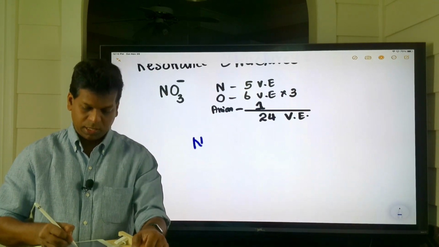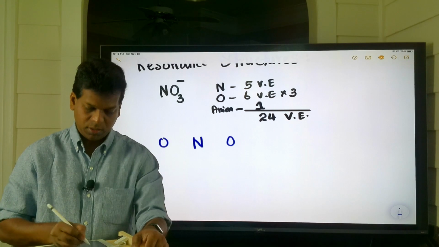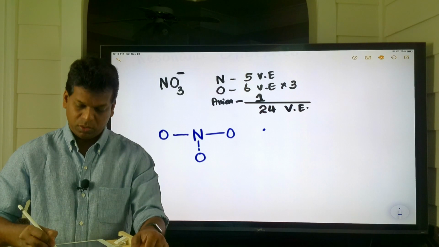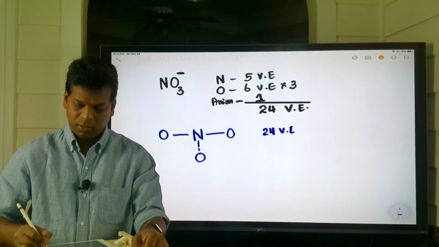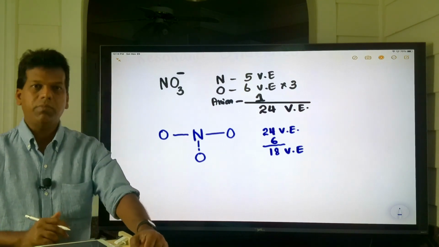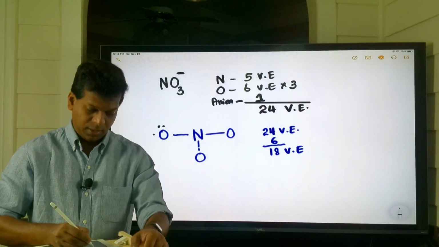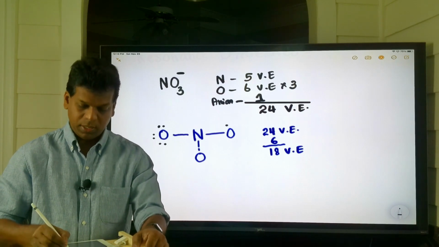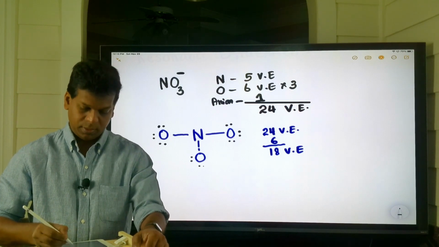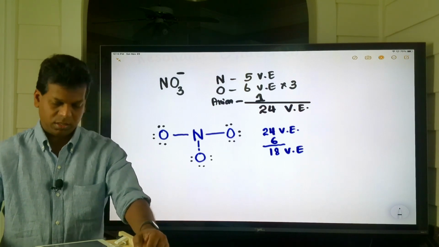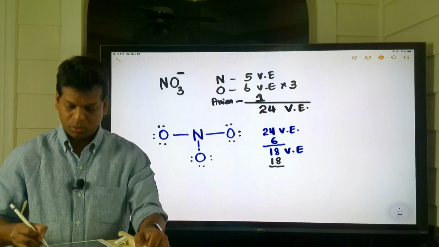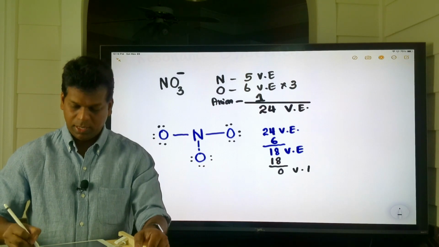Nitrogen is the central atom. There are 3 oxygens as terminal atoms. And let's create the skeletal structure. So out of 24, we used 6. There are 18 left. Now you go to terminal atoms and complete their octet. 6 here. That oxygen is happy. 6 there. That oxygen is happy as well. And then 6 on the last oxygen. So 6 times 3, 18. There were 18, and we used all 18. Now we don't have any valence electrons.